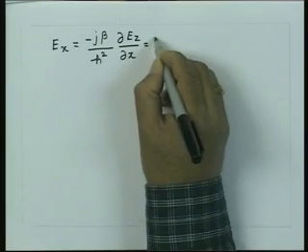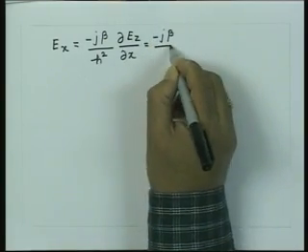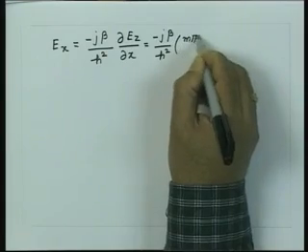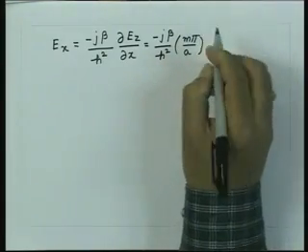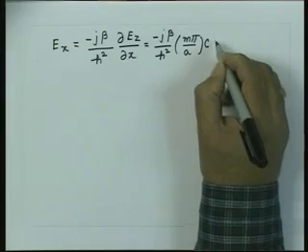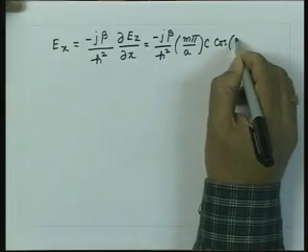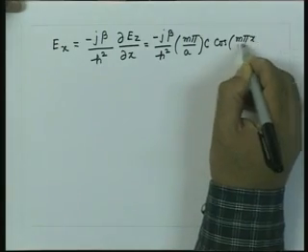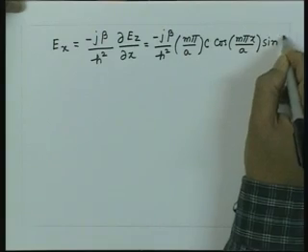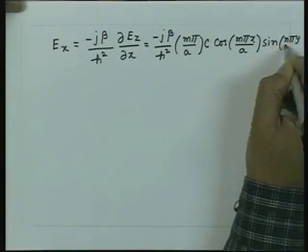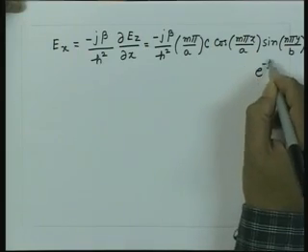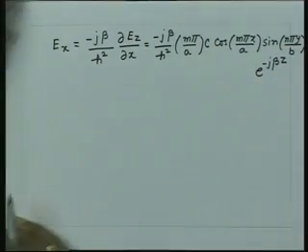So, that will be equal to minus j beta upon h square, m pi by a, into that arbitrary constant c, cos of m pi x by a, sin of n pi y by b, and multiplied by e to the power minus j beta z.